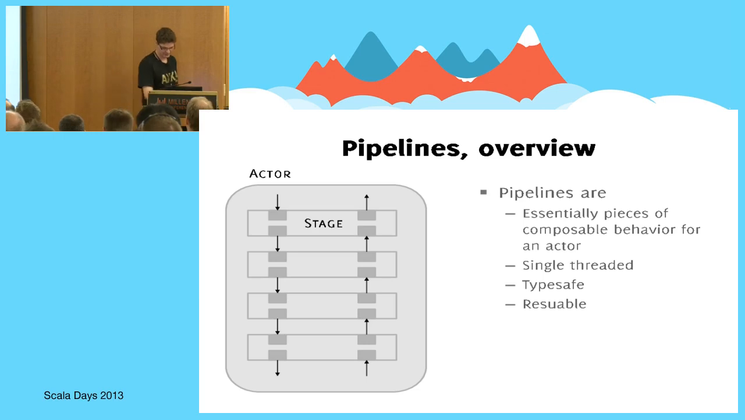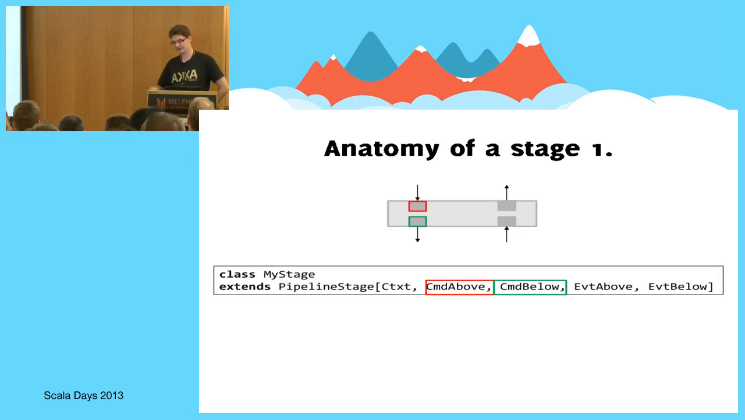But let's look at this picture a bit more. There are these pipeline stages, and they handle two kinds of messages or things that happen. One are called events, things that travel up the pipeline along the layers, and there are commands that go down. And as we see, every stage has four ports. There are ports for accepting lower layer events, ports for sending up events, ports for accepting commands from above, and ports for sending commands below.